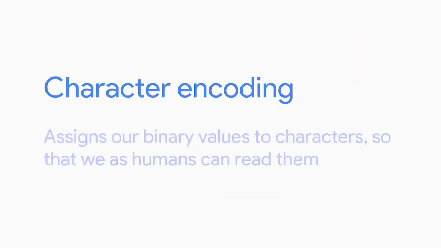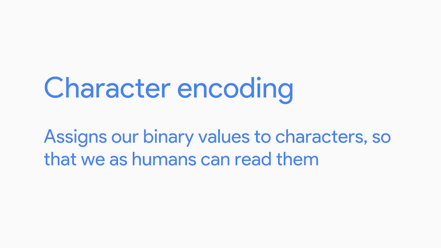Character encoding is used to assign our binary values to characters so that we as humans can read them. We definitely wouldn't want to see all the text in our emails and web pages rendered in complex sequences of zeros and ones. This is where character encodings come in handy. You can think of character encoding as a dictionary. It's a way for your computers to look up which human character should be represented by a given binary value.